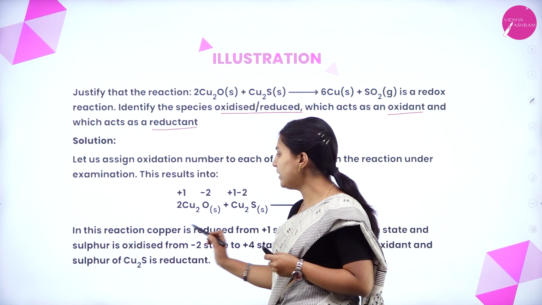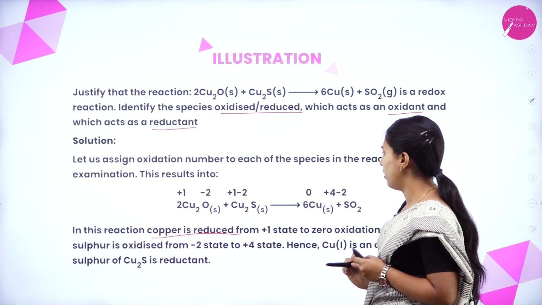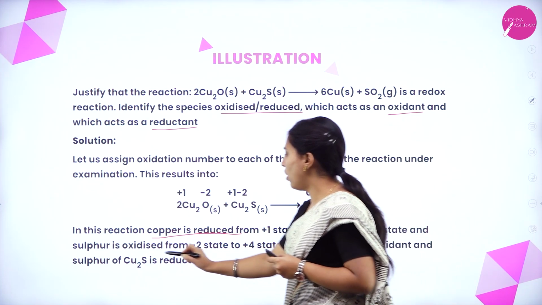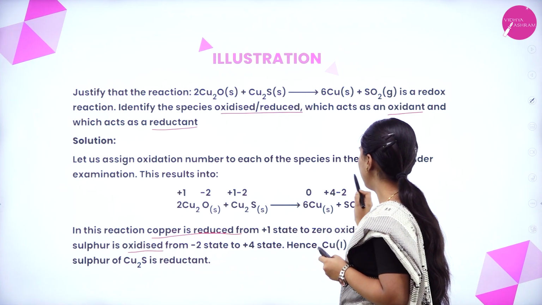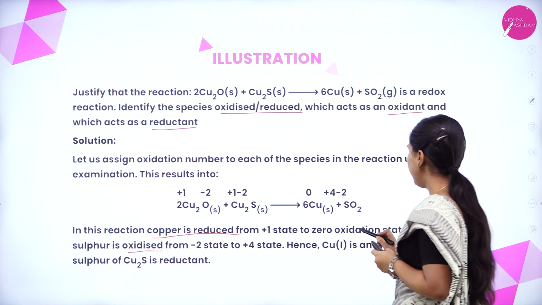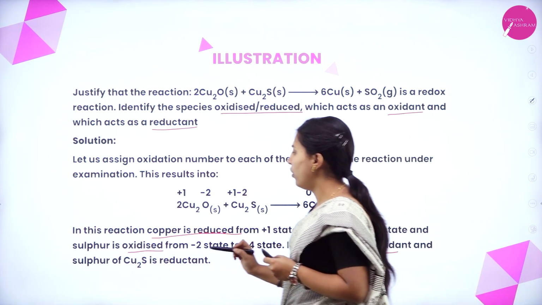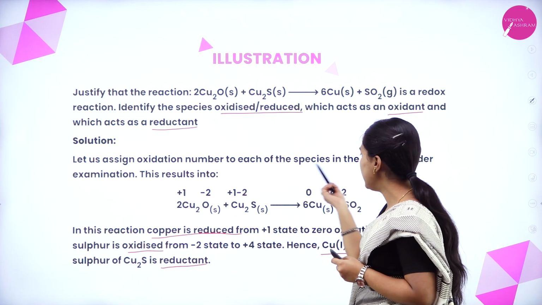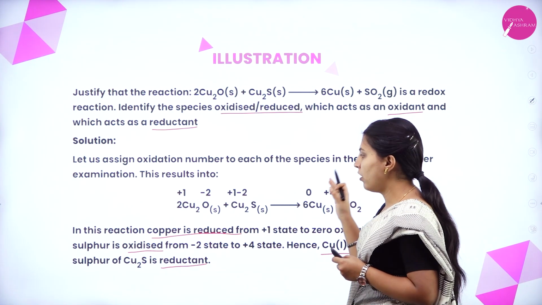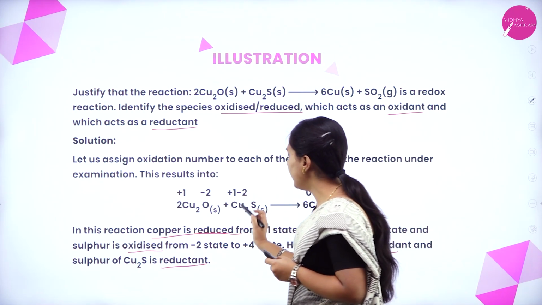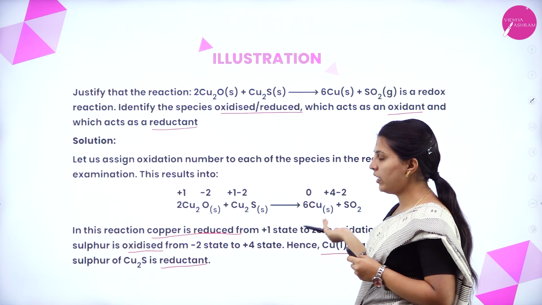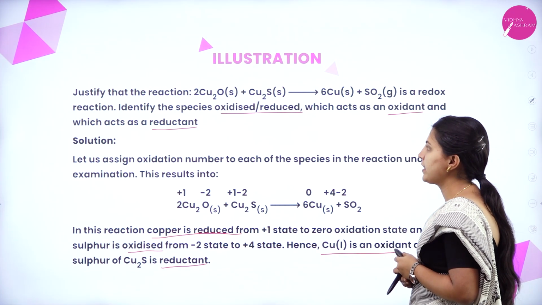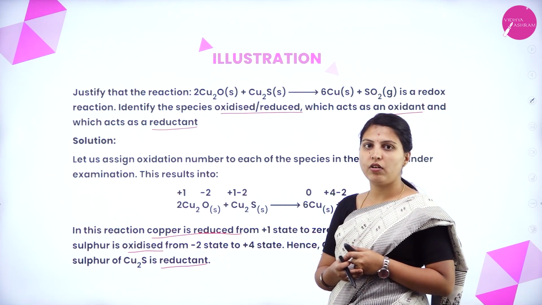In this reaction, copper is reduced, because +1 to 0, so reduced, and sulfur is oxidized because -2 to +4. Hence, copper(I) is an oxidant and sulfur of copper sulfide is the reductant. Here +1 to 0, it has been reduced, it is an oxidizing agent, and here -2 to +4, it is a reducing agent, where the oxidation number has increased. This is an illustration or example to identify the oxidizing agent or reducing agent.